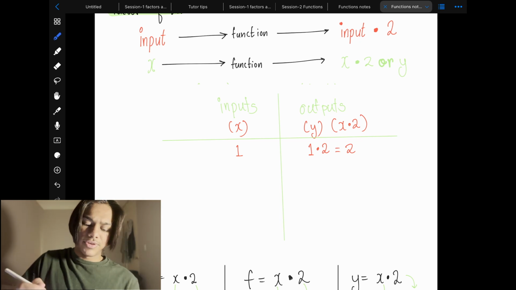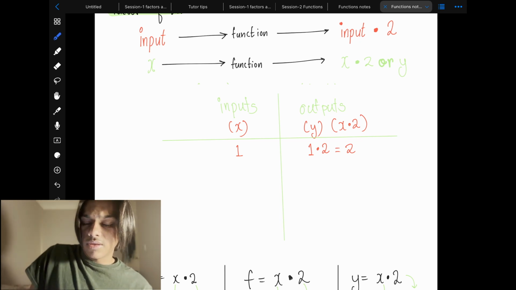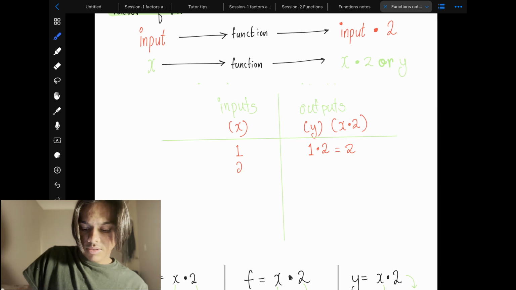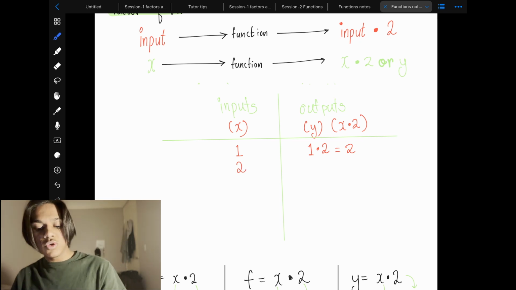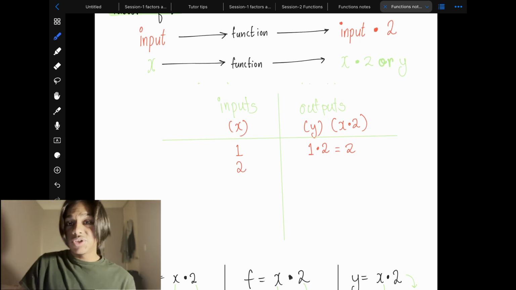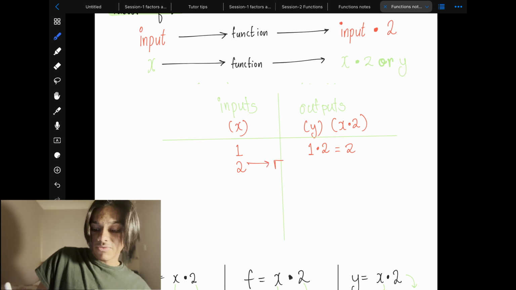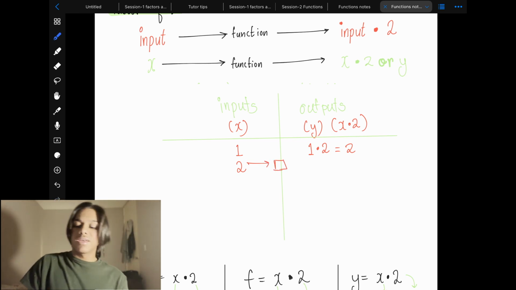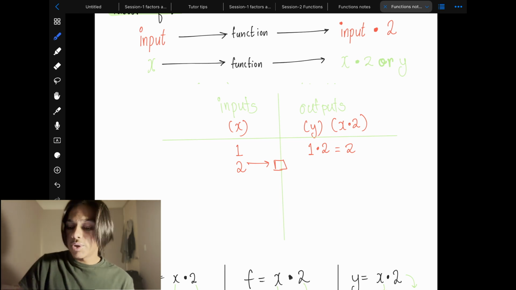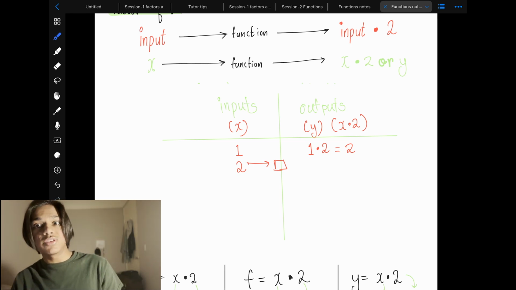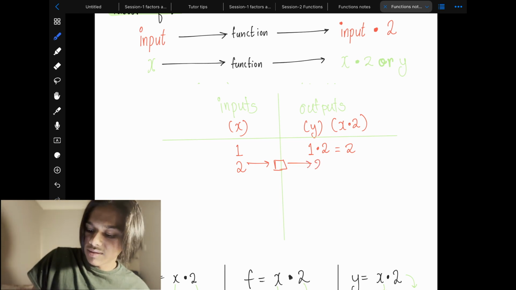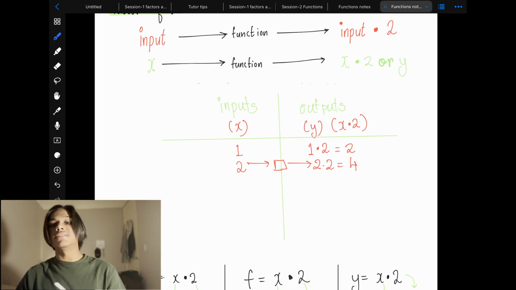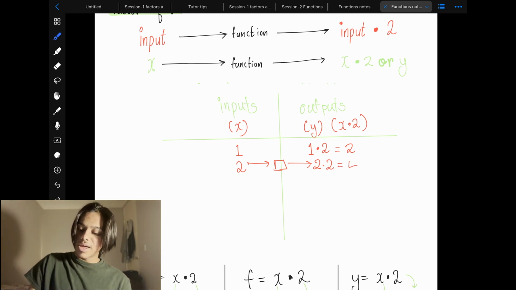Let's try it with a different number. After 1, let's try it with 2. I put 2 as an input. This 2 will go into the function and will be multiplied by 2, as that's all this function is doing. It's just multiplying the inputs by 2. So it will multiply 2 by 2 and give me 4 as an output, or 4 as a y.